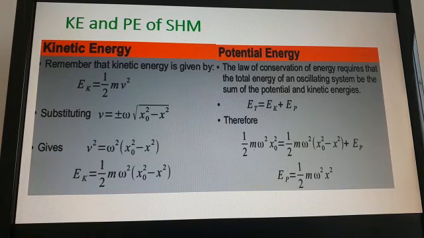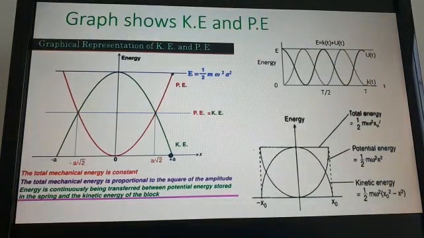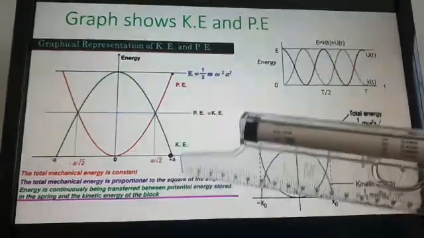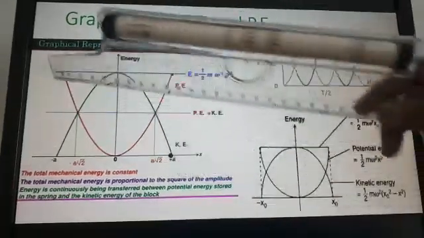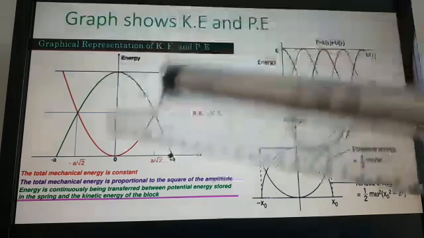From the spring constant you studied that the elastic potential energy is equal to ½kx². Here in simple harmonic motion we use this equation. This graph shows the kinetic and potential energy. See the graphical representation. The total mechanical energy is constant, and it is proportional to the square of the amplitude. Energy is continuously being transferred between the potential energy stored in the spring and the kinetic energy of the block. The green line shows the kinetic energy and the red line shows the potential energy. This is the graphical representation of kinetic and potential energy of simple harmonic motion.